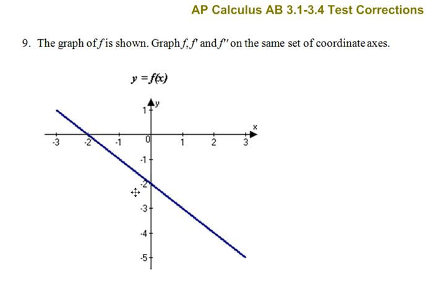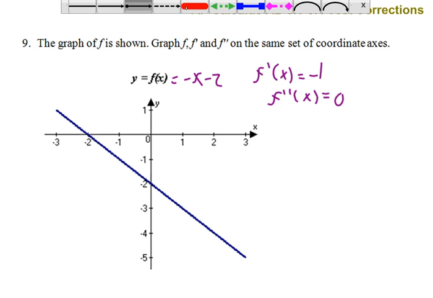Wouldn't this just be the equation of, let's see, it has a y-intercept of -2, and look, it goes down 2 over 2. So really, we can just say that this is negative x minus 2. I mean, that's what this equation is. And so if I say, okay, well, now find f prime, well, that's just going to be -1. And then f double prime of x, that's going to be 0. So basically, we're just graphing y equals -1 and then y equals 0. And then we'll be done right there.